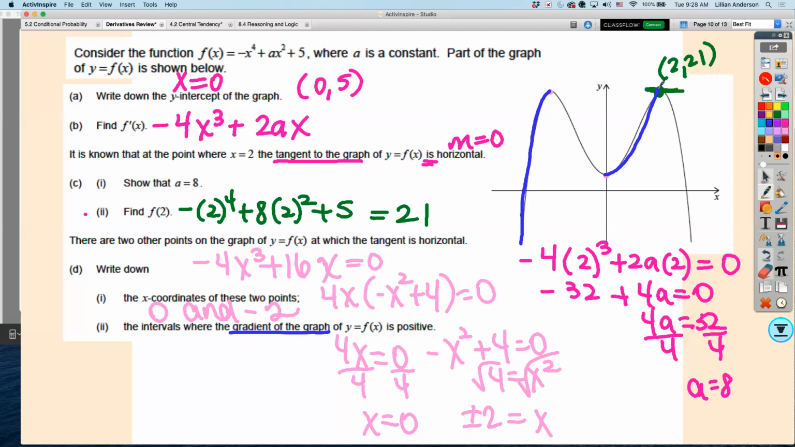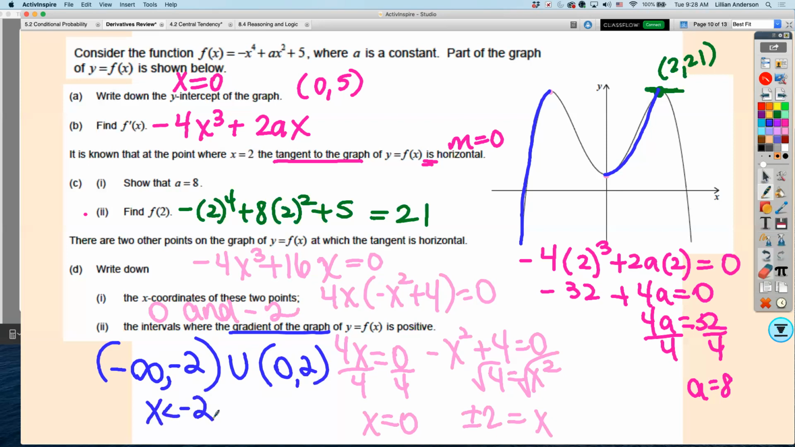What are those intervals? What's that left blue interval? Negative infinity to -2. Very good. And 0 to 2. Very good. You could also write this as x is less than -2, and you could have written this as 0 is less than x is less than 2. You have interval notation, and then you have a variation of set notation.